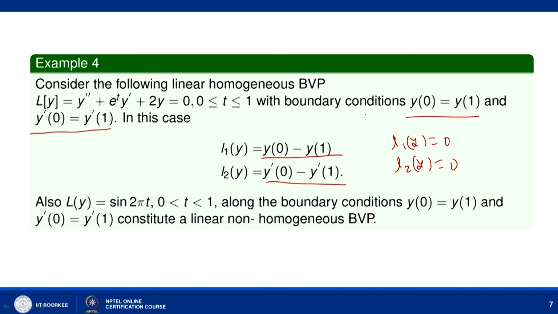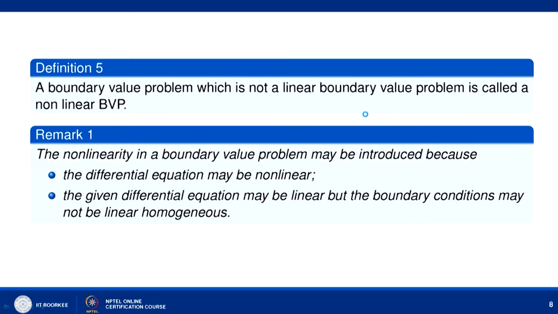So, we can simply say that if you take any non-homogeneous boundary value problem, that is Ly equal to sin 2 pi t, or we can say y double dash plus e to the t y dash plus 2 y equal to sin 2 pi t, along with the boundary conditions, that is y 0 equal to y 1 and y dash 0 equal to y dash 1, this will constitute a linear non-homogeneous boundary value problem. So, these are examples of some boundary value problems and some boundary conditions.